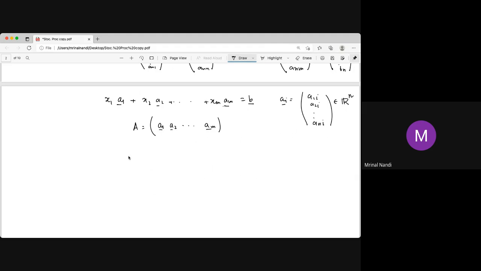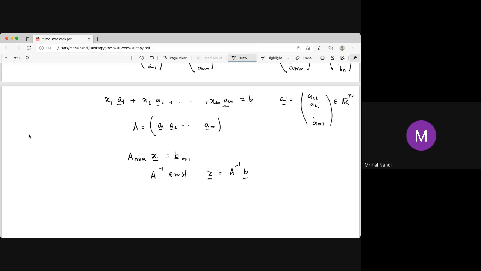Now, if A is a square matrix, then x is n cross 1 and b is n cross 1. Then we know this solution may not exist. If it exists, then one way to find it is through the inverse: if A inverse exists, then x equals A inverse b.